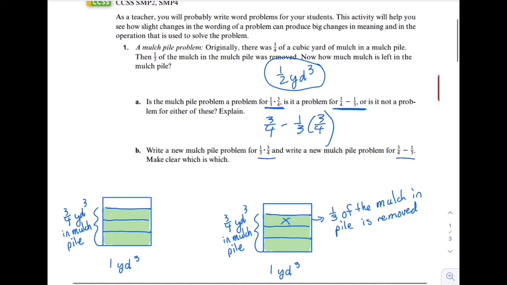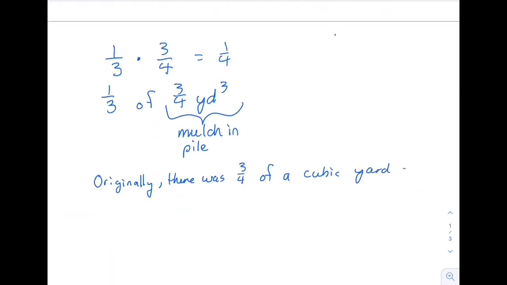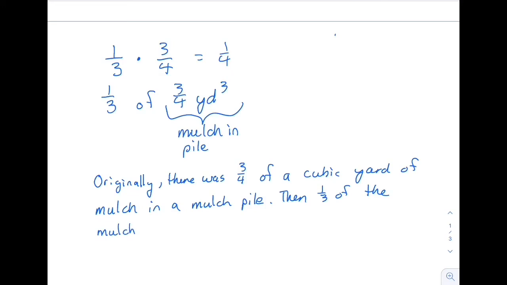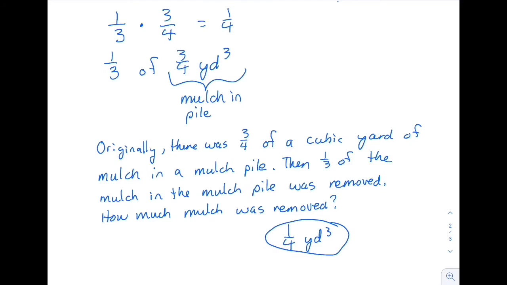So what can we do with this problem? Originally, there was 3/4 of a cubic yard of mulch in a mulch pile. Then 1/3 of the mulch in the mulch pile was removed. That's the 1/3 of 3/4. Instead of asking how much mulch is left, I'm going to ask how much mulch was removed. So 1/3 of 3/4 is the mulch that was removed. So let's write that out. Originally, there was 3/4 of a cubic yard of mulch in a mulch pile. Then 1/3 of the mulch in the mulch pile was removed. How much mulch was removed? And that is our 1/3 of 3/4.